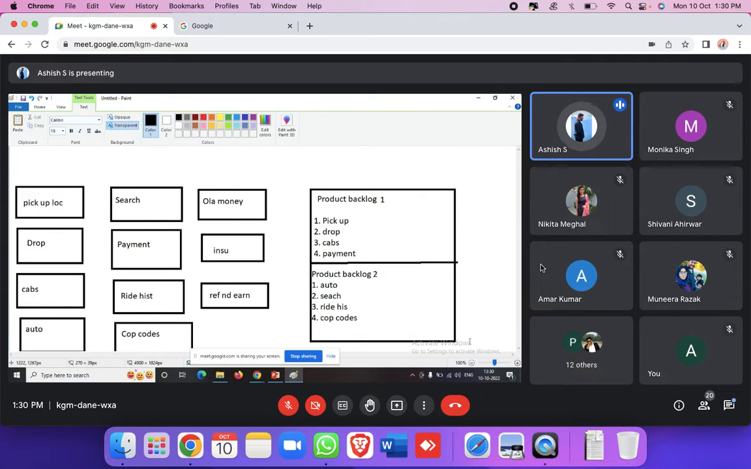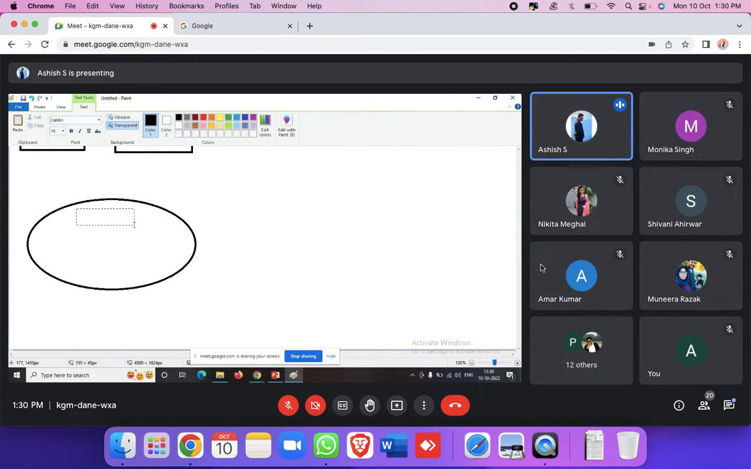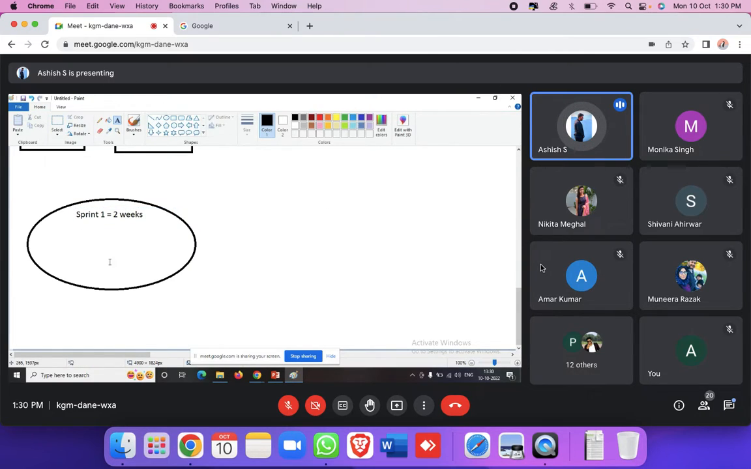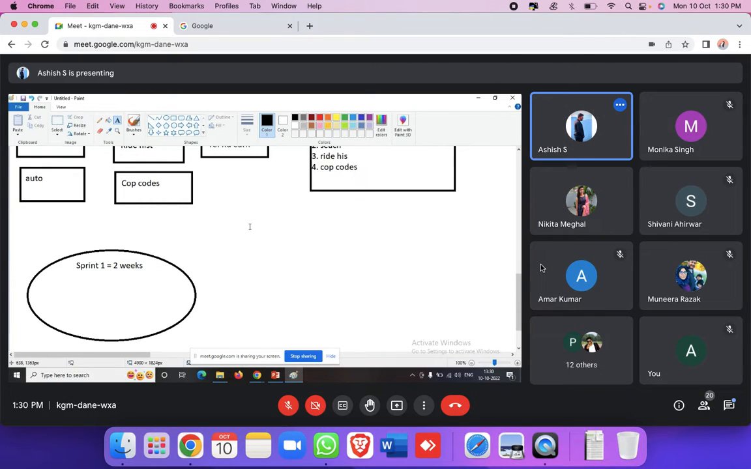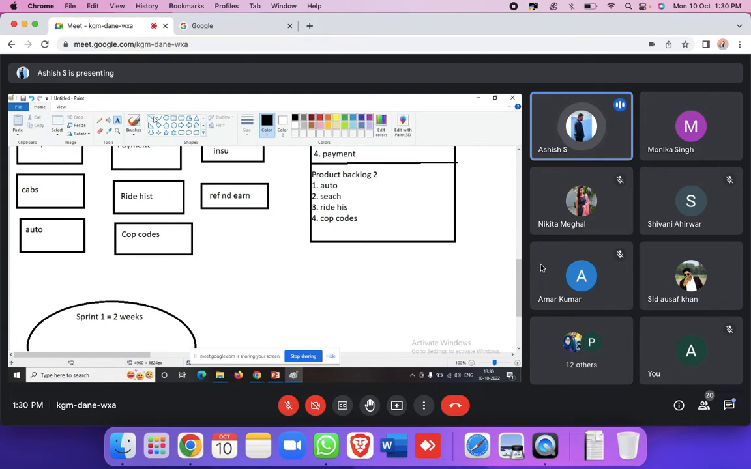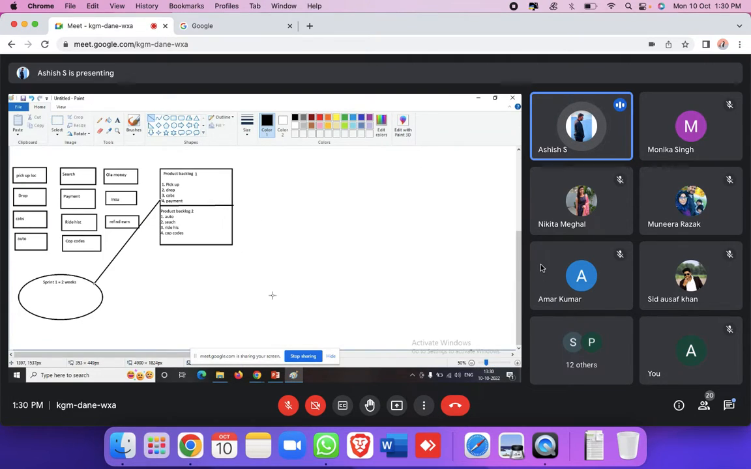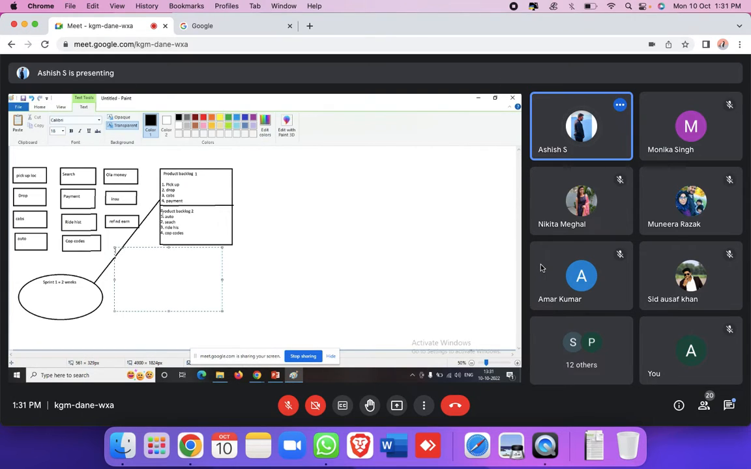Now I'm creating one. We are creating sprint 1, which is of duration 2 weeks. Now tell me what all the modules are that should be present over here. Product backlog 1, sir. Correct, exactly. We will drop all the modules which are present in product backlog 1 and keep them in the one sprint. That is what we call a sprint. This we call a sprint backlog.